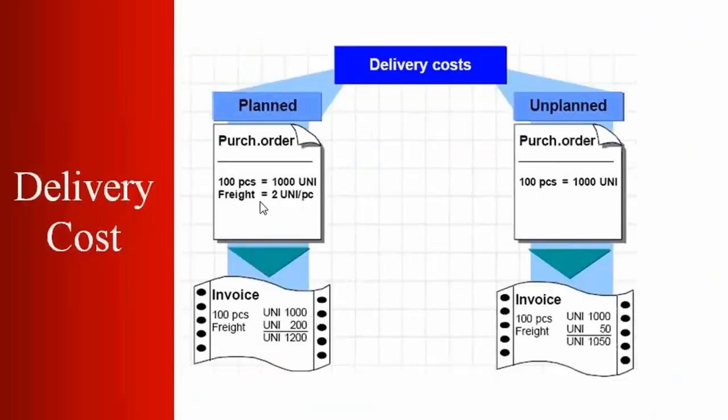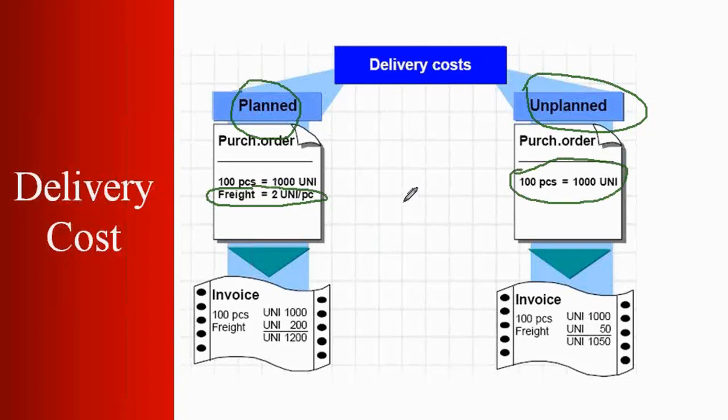You can see the same scenario here: a planned delivery cost and an unplanned delivery cost. In the planned case, it was planned that freight charges will be 2 per piece. In the unplanned case, we don't know the freight or shipping charges. In the first case, because we knew the shipping price, the invoice was received as per the freight charges and the total price. In the second case, we didn't know the freight charges, but when we received the invoice, we received some extra price for the purchase order. So what we see here is how the prices will be posted.